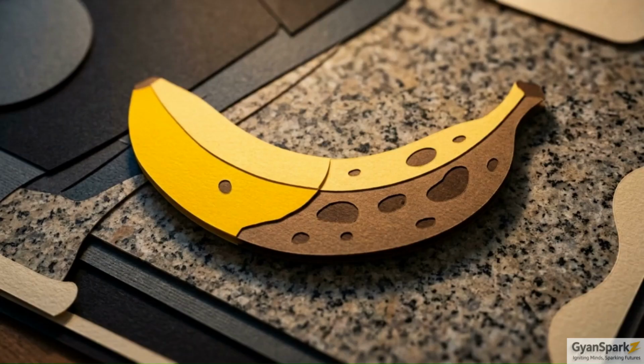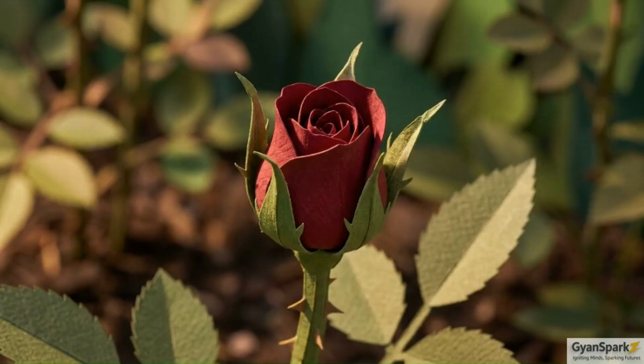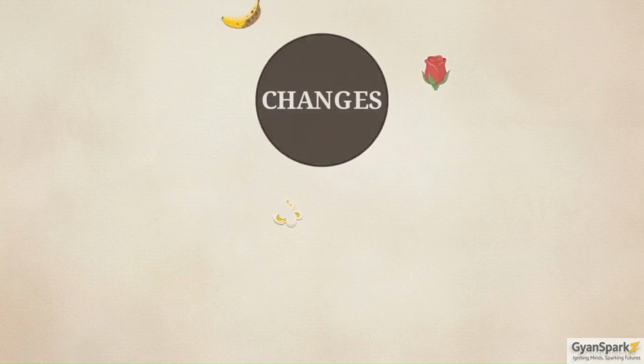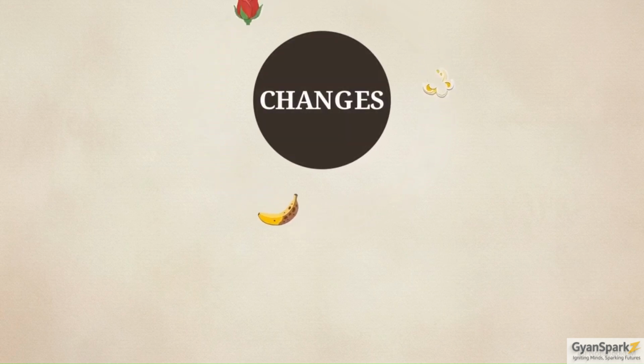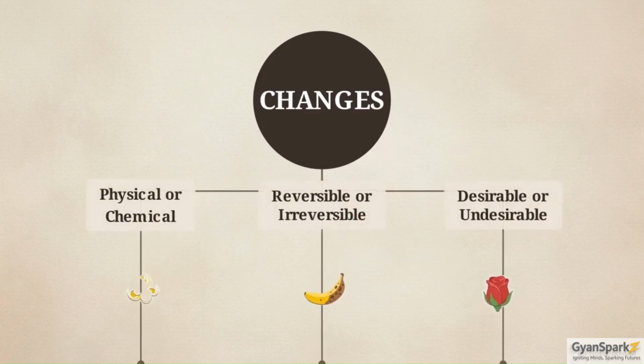Prithvi can see and smell that a banana on the counter has more brown spots and a much stronger scent than it did yesterday. These transitions happen everywhere. A small bud on a rose plant opens into a flower, or a handful of hard corn kernels pops into fluffy white snacks on the stove. Everything around us is in a state of change. By looking at these moments closely, we can begin to sort them into distinct scientific categories.